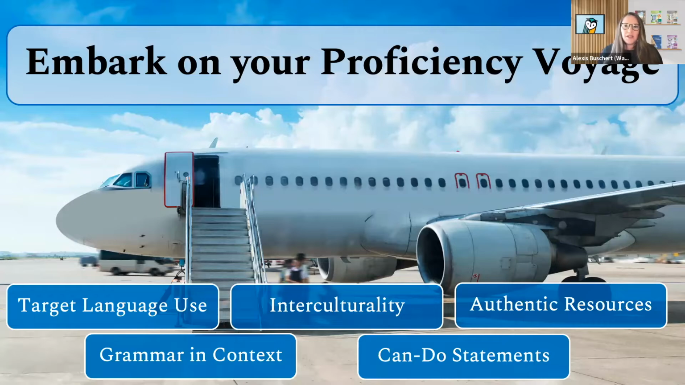So in the last session, we really laid out a plan for your proficiency voyage. We discussed some of those key pillars of a proficiency-based classroom to help any teacher prepare for their own journey on that pathway to proficiency. Today, we're going to move on to the best part of any trip, which is embarking on the adventure. In this session, we will examine what proficiency-based principles look like in your classroom while you're teaching and working with students. We will look at target language use, interculturality, the use of authentic resources, how to incorporate and teach grammar in context, and how can-do statements can be used effectively with students.